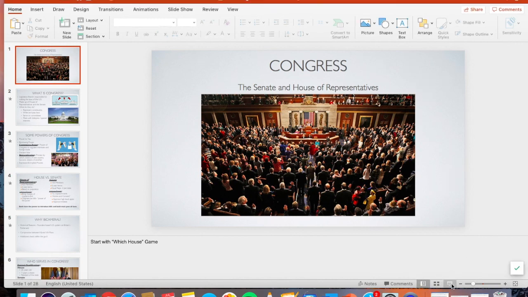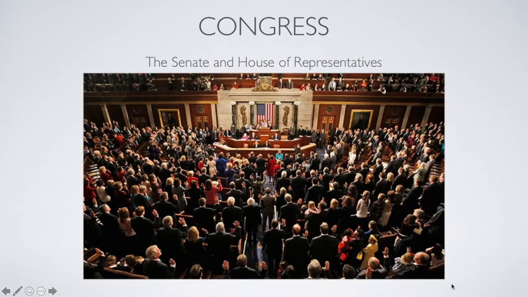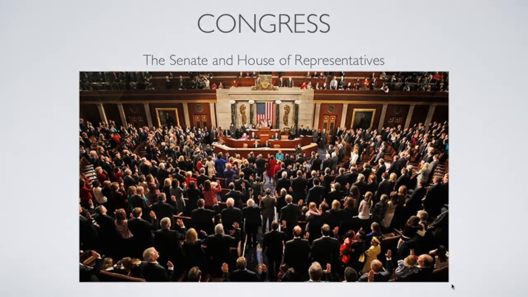Welcome, students. We're going to take some notes on Congress, the Senate, and the House of Representatives, known as congressmen. Both of those mixed together is known as the legislature, but we generally just call it Congress. So, title of these notes is Congress.